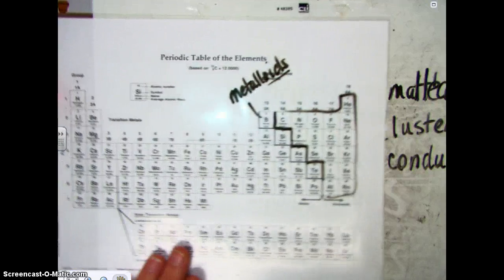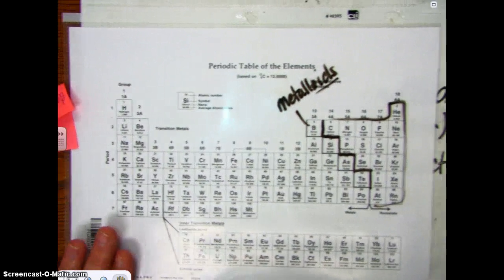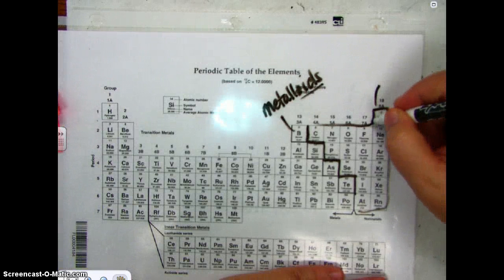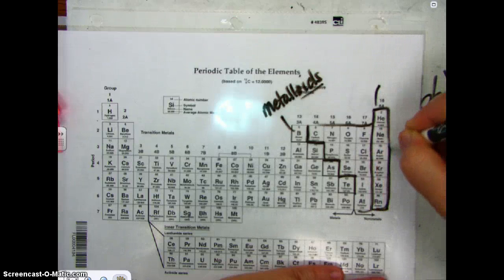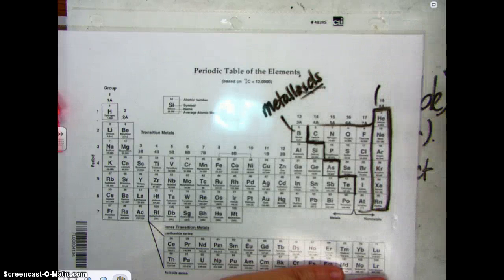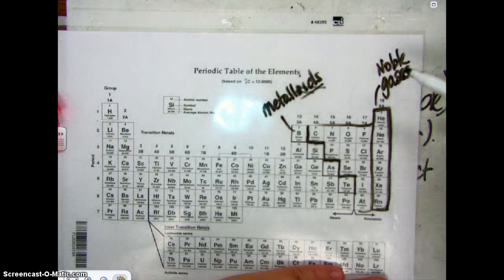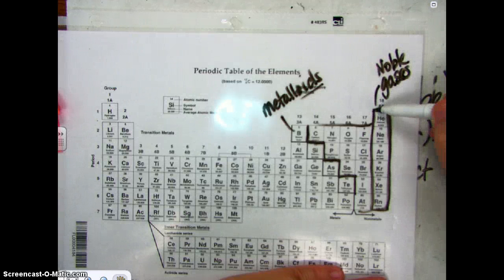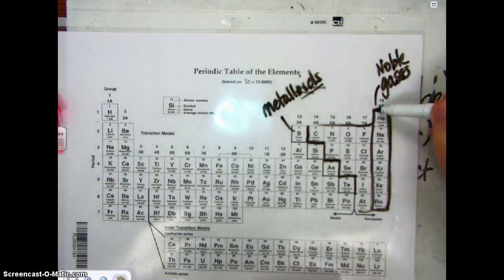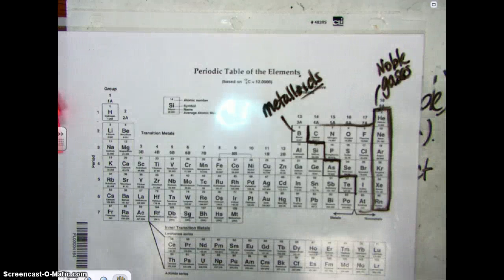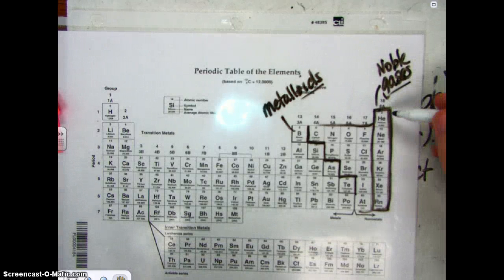Okay. Something else that we talked about in this part of the chapter was that the noble gases are the gases in group 18. They're gas at room temperature. What we need to know about the noble gases is that they are non-reactive because they have 8 electrons in their valence shell. So they're happy, they like their valence shell full. So the noble gases are non-reactive because their valence shells are full.